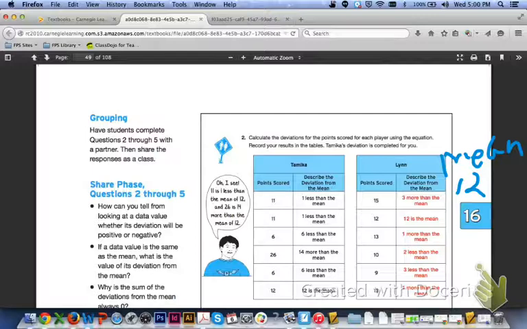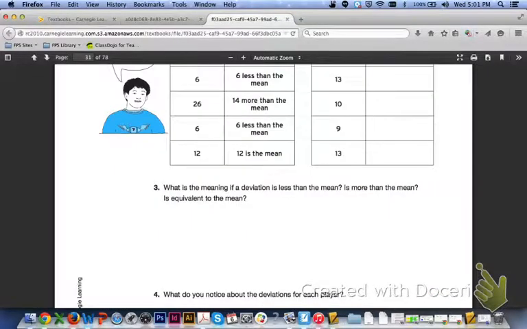13 minus 12, 1 more than the mean. 10 minus 12, 2 less than the mean. 9 minus 12, 3 less than the mean. And 13 minus 12, 1 more than the mean. So go ahead and answer problems 3 and 4.